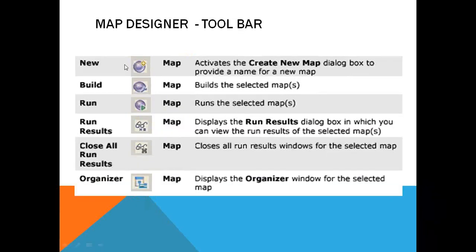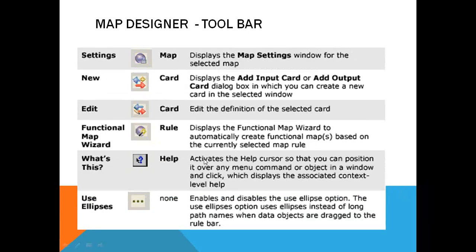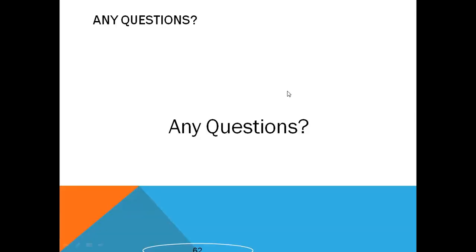And this is to create the new map. This is build map, run map. This is run results icon. This is map setting edit. These are all the icons. So, any questions?